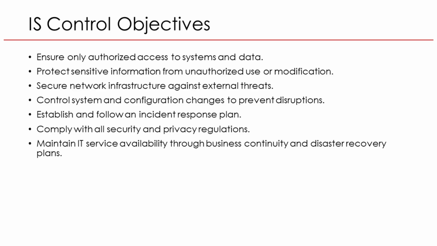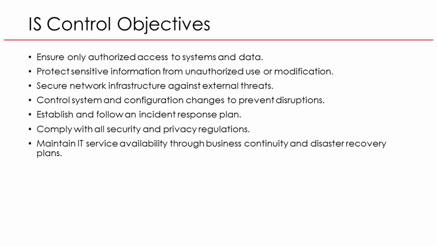IS control objectives are designed to make sure an organization's technology environment is secure, reliable, and well-managed. First, we must ensure only authorized users have access to systems and data. For example, a bank's online platform should allow only verified customers and staff to log in, using passwords or two-factor authentication. Next, sensitive data must be protected from unauthorized access or changes. Think of a hospital system that restricts patient record access to doctors and nurses only.